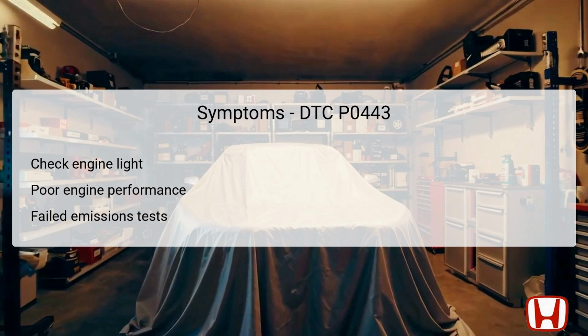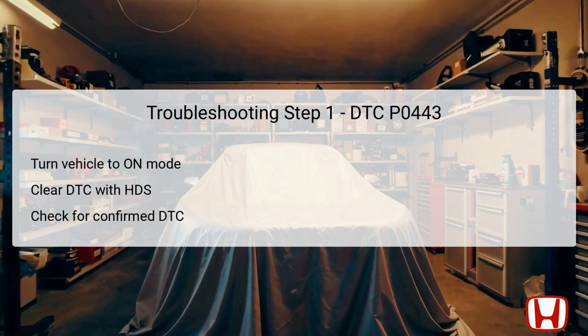Begin the troubleshooting process for DTC P0443 by turning the vehicle to the ON mode, which allows electronic systems to engage without starting the engine. Use the HDS, Honda Diagnostic System, to clear the DTC codes stored in the system. Once cleared, turn the vehicle off to LOCK mode and then restart the engine. It's crucial to hold the engine speed at 3,000 RPM without any load until the radiator fan activates. Then allow the engine to idle.